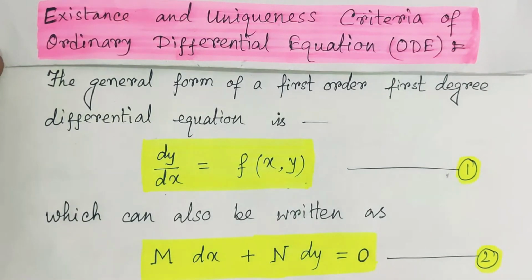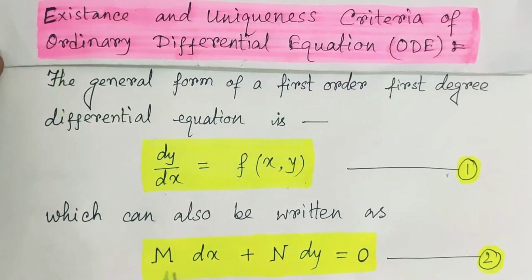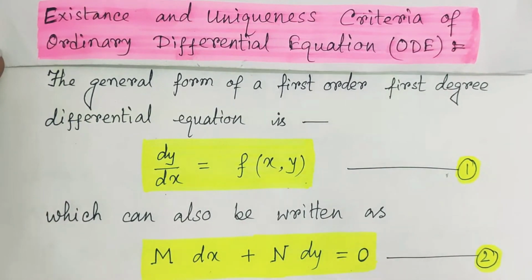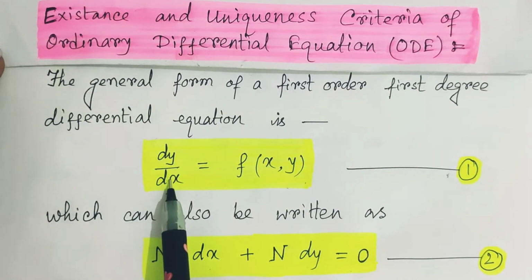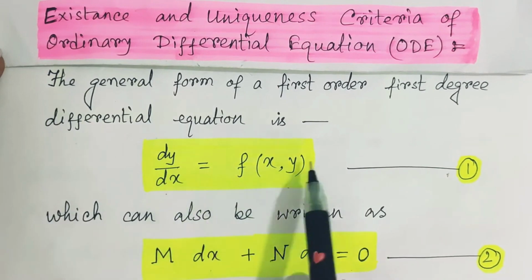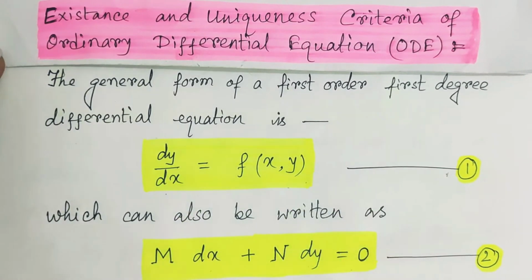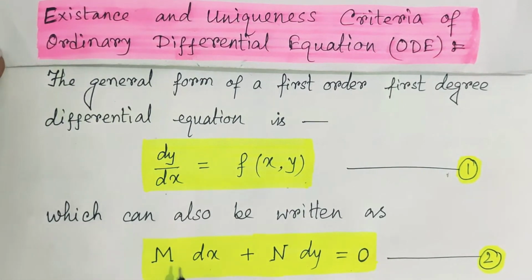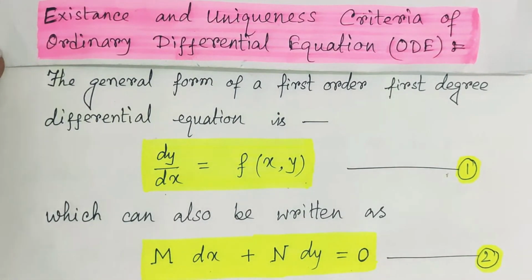This equation we can also write as M dx plus N dy is equal to 0. This is just another form of this one. We can derive this one from this form only. We just multiply dy and dx, we should multiply this side and we can rewrite in this format. So here M and N are either functions of x and y or they may be constants. So this is the differential equation.